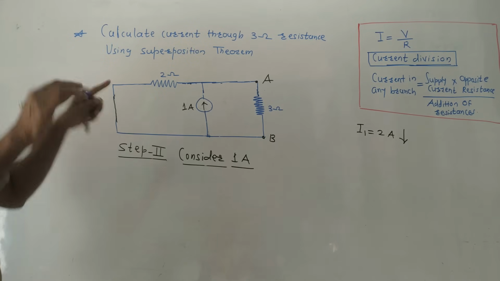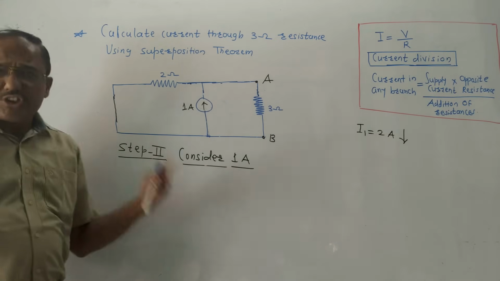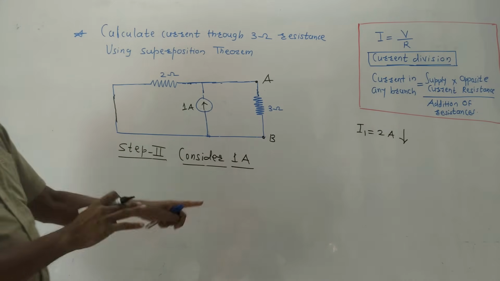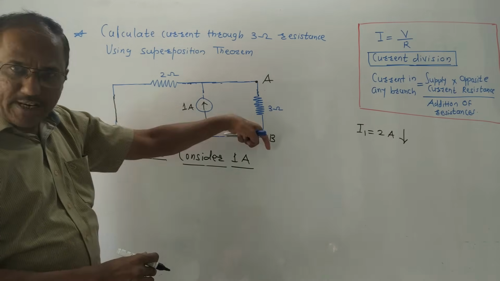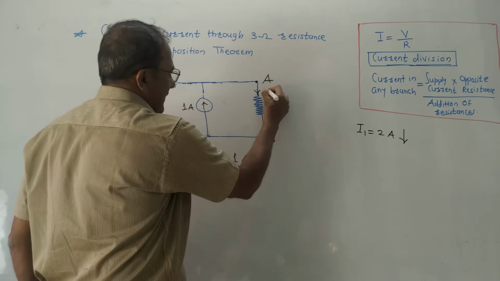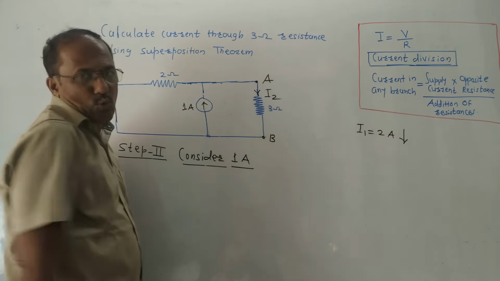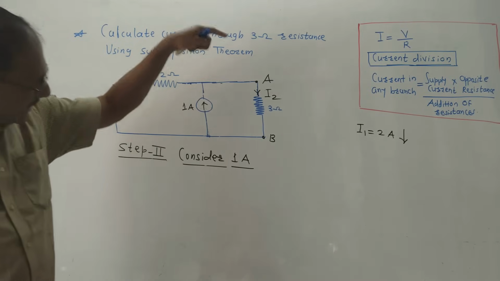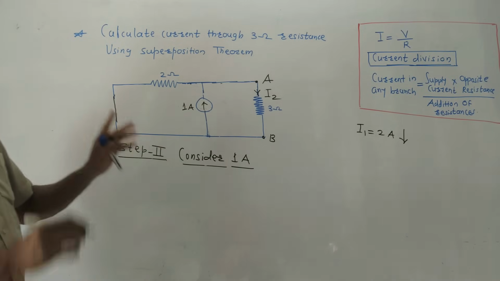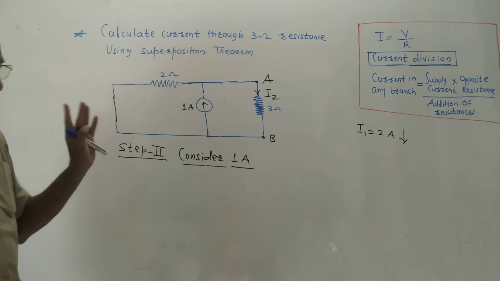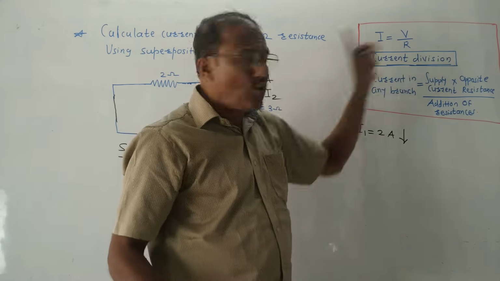Now, as I mentioned earlier, there is no restriction. You can apply any technique. Our aim is to calculate the current passing through this branch AB. I will denote this current by the notation I2 since it is the current we are calculating for step 2. A simple technique I will tell you. The simplest method is to use the current division formula.